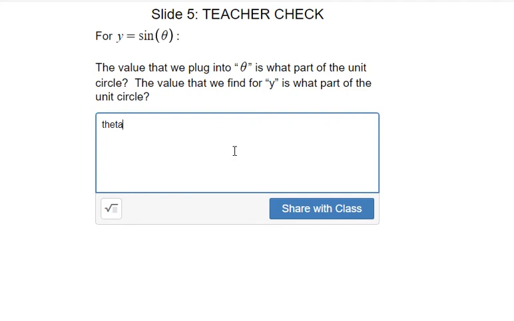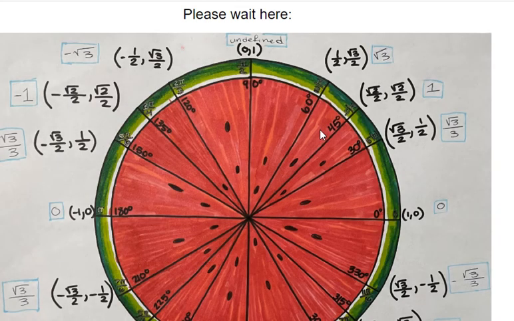So theta is the angle, and then y is, well, what's y? Y is sine theta, right? It's the sine of that angle, which is the y-coordinate. The y-coordinate at that angle on the unit circle. Right? So if I say 60 degrees, the y-coordinate at 60 degrees is the sine, so root 3 over 2.